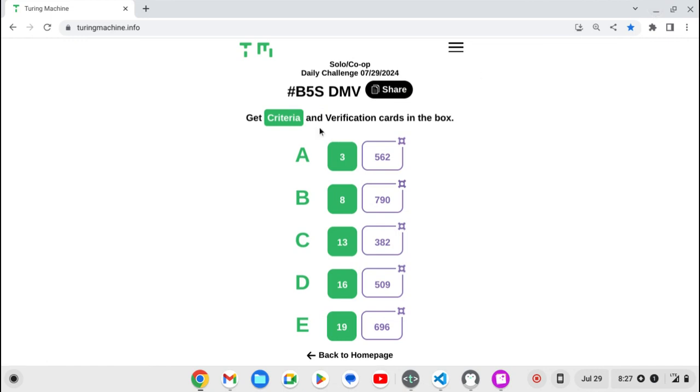So today's puzzle uses the following 5 criteria cards: criteria card 3, 8, 13, 16, and 19. And the puzzle uses the purple verification cards. The code above is your way to get more information on today's puzzle by searching the code on turingmachine.info. Let's go solve.